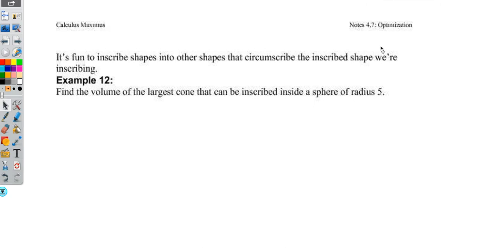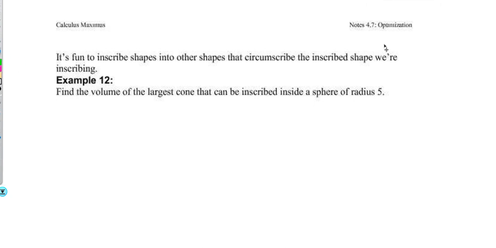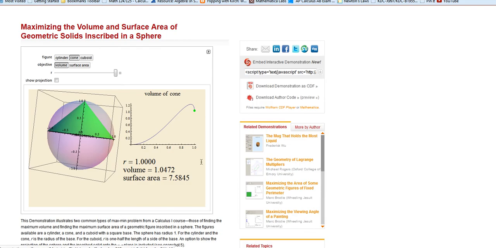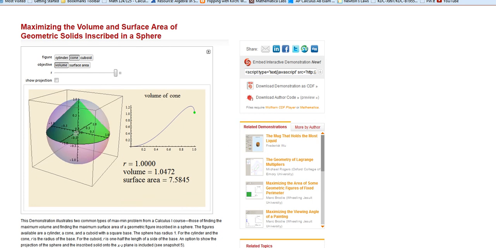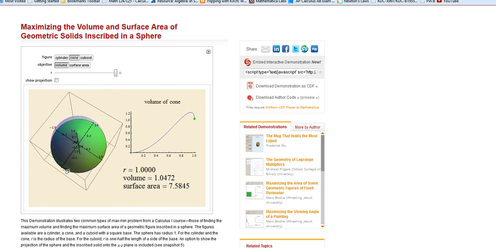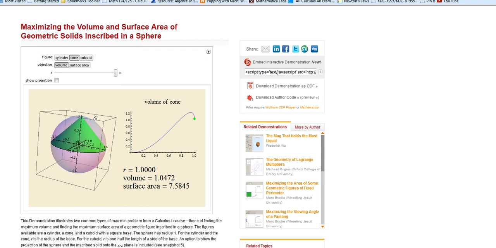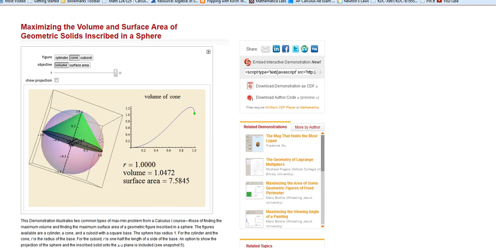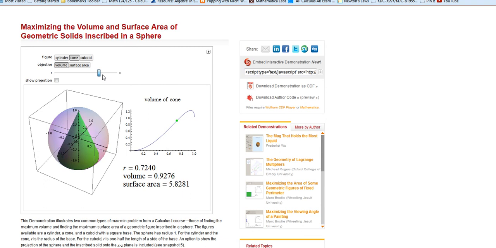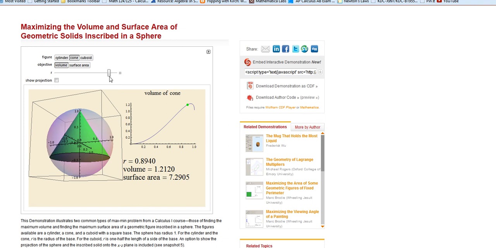Now, maybe before we start this, let's go to the internet and see if we can find an animation of what's going on here. All right, so here's this idea, and right now I'm looking straight ahead on this. What we're basically doing, do you see how the sphere is circumscribed around the cone and that the edges of the cone are right on the sphere?